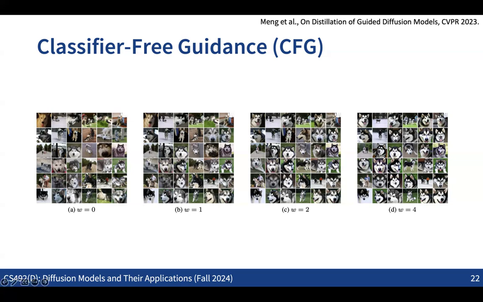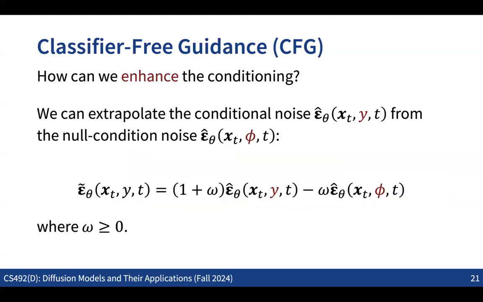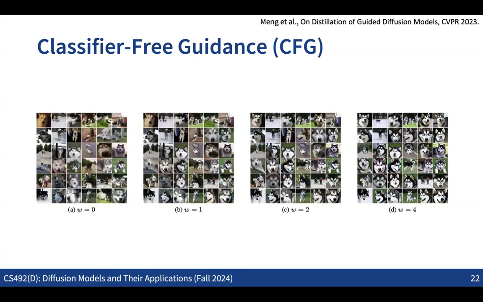But as we enhance the condition more and more by increasing the W here, it's pushing more into this noise. So we are increasing the W here in terms of that we are increasing this noise from the noise that we are predicting with the null condition. You can see the results that we are getting really get that specific type of the dog. So that's very practical, the idea of enhancing the condition in terms of conditional generation.